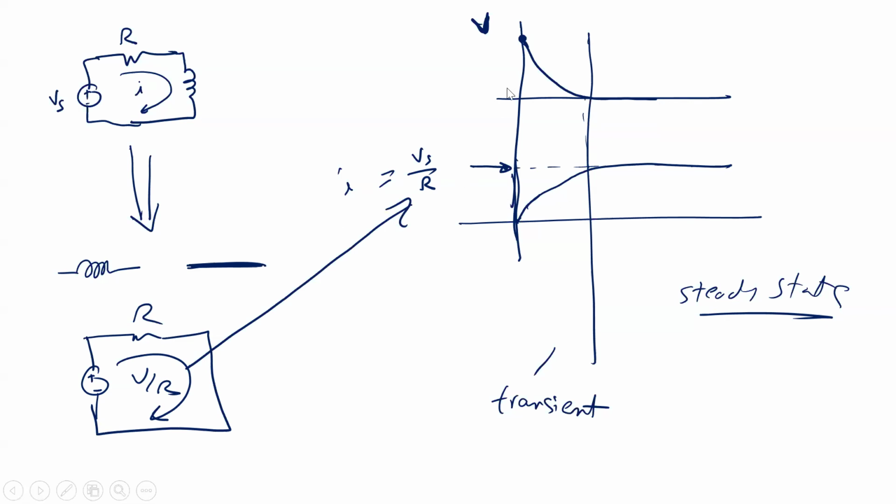In this period, I need some time until the inductor stores some energy. Once it stores energy, the inductor acts like a short circuit, and because it's a short circuit here, the current is V divided by R, as you see. Any questions?